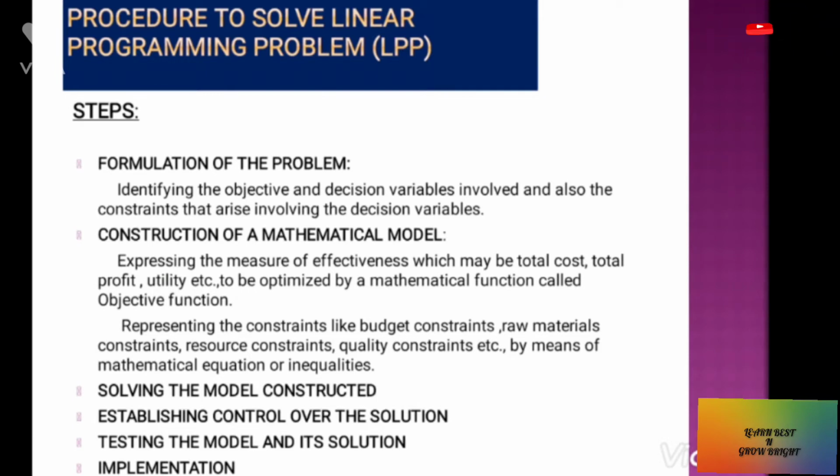The second step is the construction of a mathematical model expressing the measure of effectiveness, which may be total cost, total profit, utility, etc., to be optimized by a mathematical function called the objective function, representing the constraints like budget constraints, raw materials constraints, resource constraints, quality constraints, etc., by means of mathematical equations or inequalities.